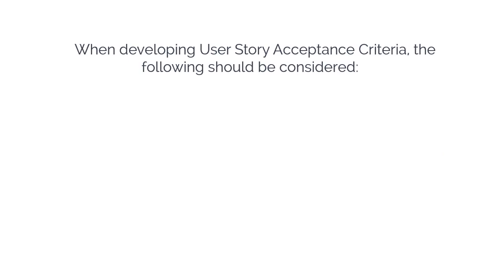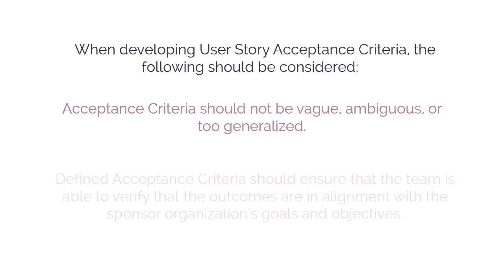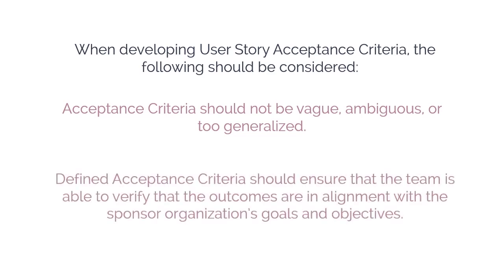When developing user story acceptance criteria, the following should be considered. Acceptance criteria should not be vague, ambiguous, or too generalized. Defined acceptance criteria should ensure that the team is able to verify that the outcomes are in alignment with the sponsor organization's goals and objectives. So we have our inputs ready. What are we waiting for? Let's see the tools available to make use of the inputs.